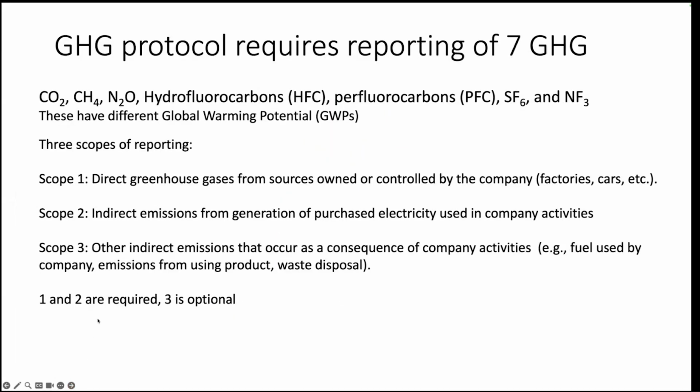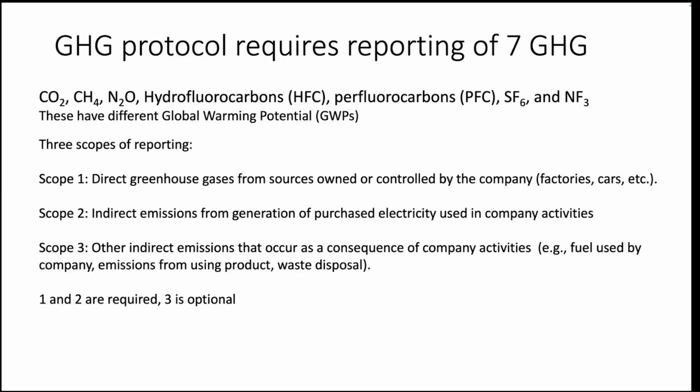Okay. So the Greenhouse Gas Protocol requires reporting of 7 greenhouse gases. Now, I don't think this applies in the United States. It may apply in Europe and some other places, but the ideas are still useful for us to think about. So these are the gases that people are concerned about. Obviously CO2, but also methane, nitrous oxide, hydrofluorocarbons, perfluorocarbons, sulfur hexafluoride, and nitrogen fluoride.